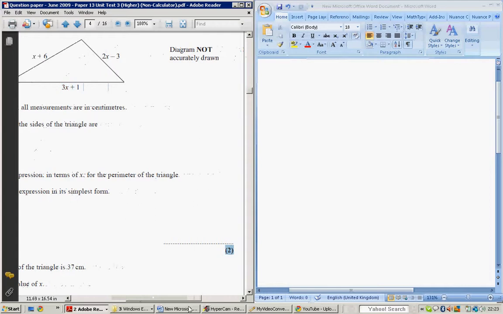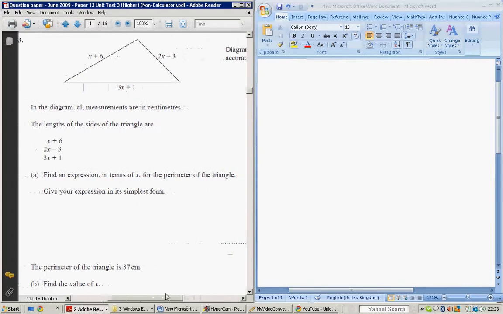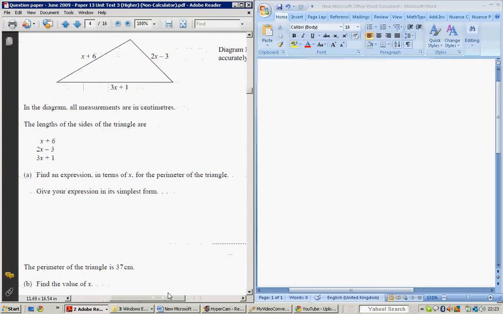They'll probably give 1 mark for writing an expression for the perimeter of this triangle, and then an additional mark for writing that expression in its simplest form. Don't be concerned if you don't understand x and what that's all about. X is simply a letter standing for an unknown number. We don't know what that number is right now, but they don't ask us to find that just yet. They just ask for an expression.